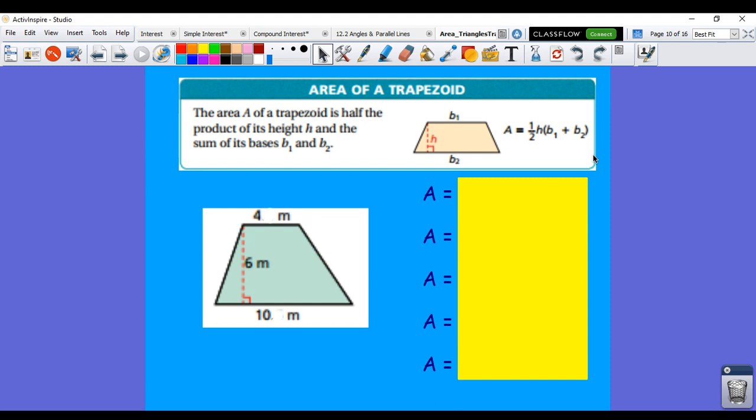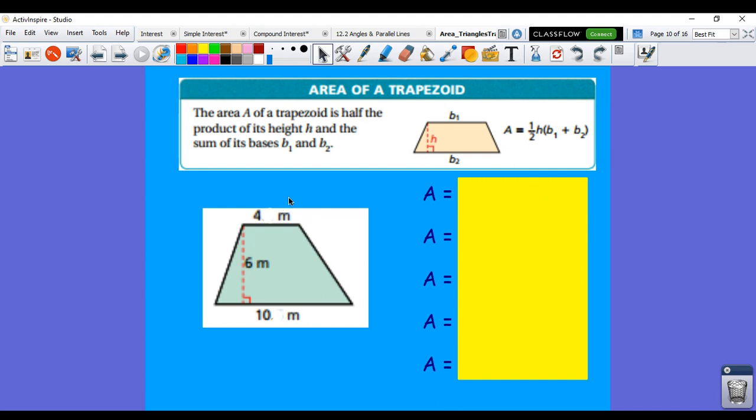Now, your bases are always going to be the parallel lines. No matter which way your trapezoid is turned, the bases are always the parallel lines, and the height will always be the one measure that connects those two parallel lines. Usually, like in both of these cases, it's inside of the figure and it's dotted. Sometimes we'll see an example later where the height is actually one of the side measures as well, and we'll talk about that later on.